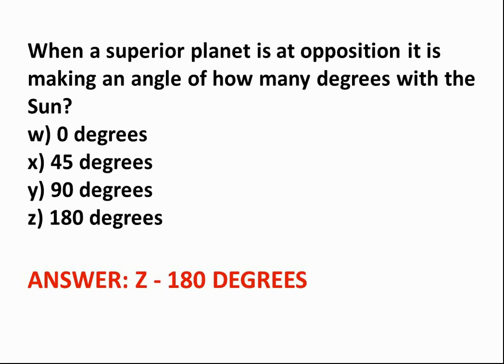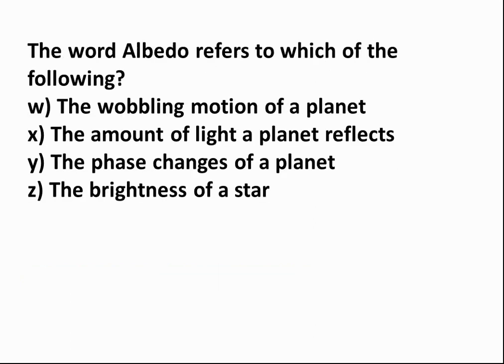Answer: Z. 180 degrees. The word albedo refers to which of the following? W. The wobbling motion of a planet. X. The amount of light a planet reflects. Y. The phase changes of a planet. Z. The brightness of a star.